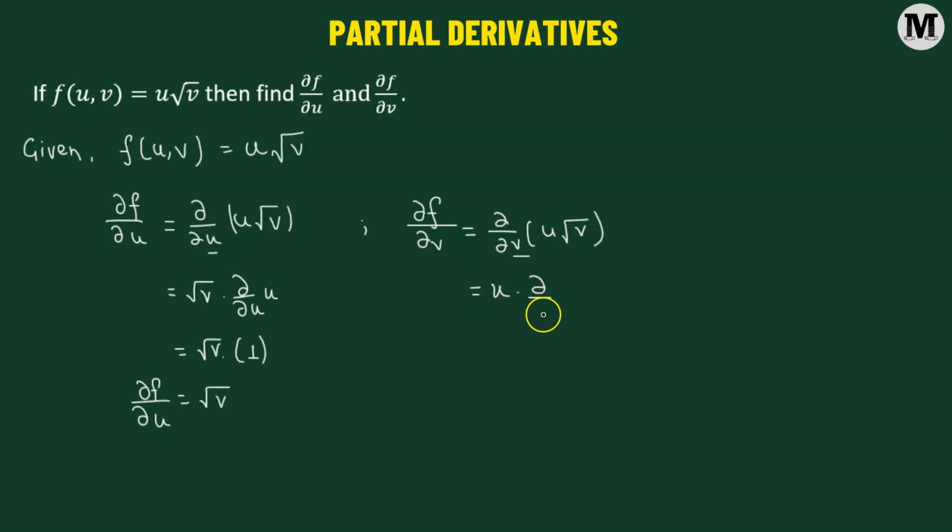So u will be multiplied to derivative with respect to v of square root of v, which we can also express as v raised to the power of 1/2. Using the rules of ordinary derivative, here we will use the power rule to get half times v raised to the power of half minus 1, which means we have u divided by 2 times square root of v. So this is going to be the partial of f with respect to v.